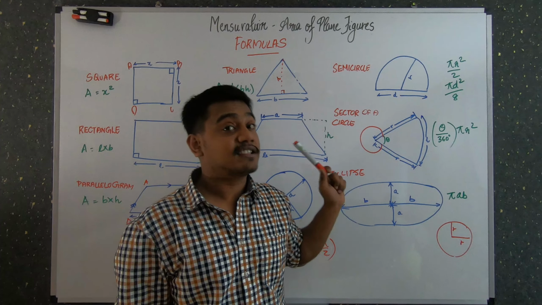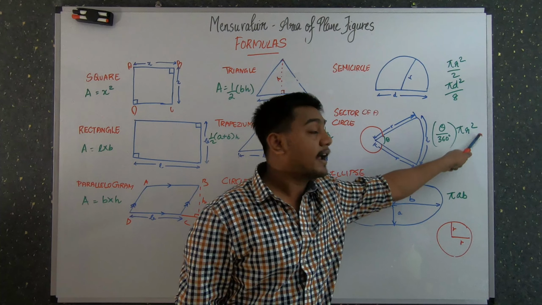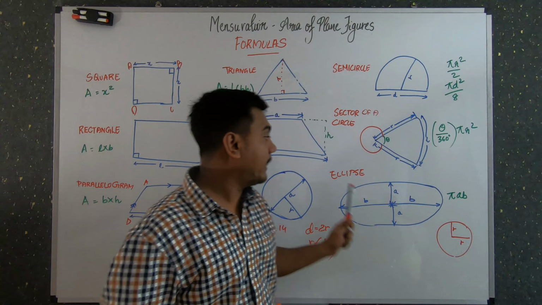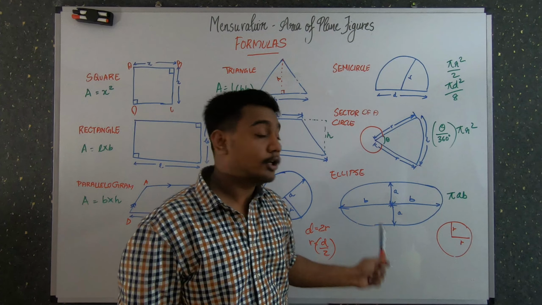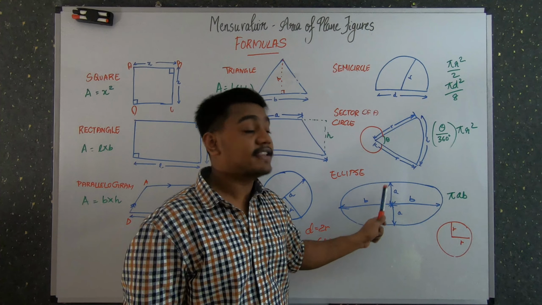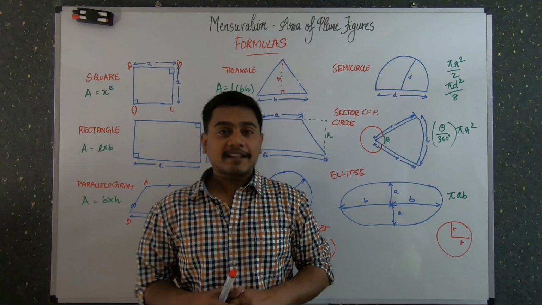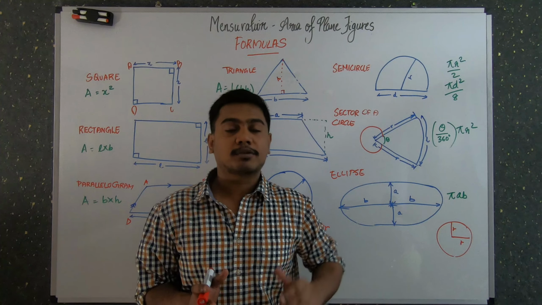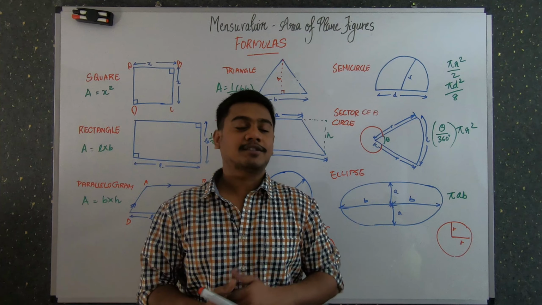Sector of a circle is only a segment of a circle, that is given by theta by 360 degree into pi r square, that is the angle formed into pi r square. Then for an ellipse, just learn it as relatable to a circle with two different radii, a and b, so pi into a into b. So that's all for this section, and in the next section we'll do extra work problems based on area of plane figures. Then you will have a better understanding of all these topics.